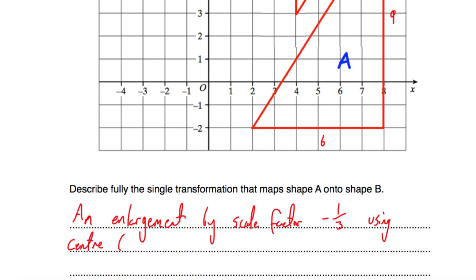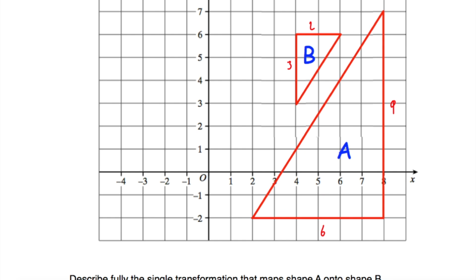And we just need to write down the coordinates of the center of enlargement. So let's join up those corresponding points. So let's join up where the right angles are. So here and here, there would be corresponding points there and there. Let's join those up. This one here, well, that one would be corresponding to this one here, because remember, we're flipping it over. So that bottom left would become the top right.